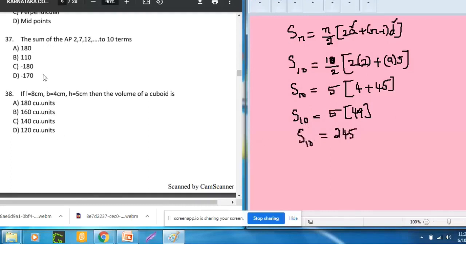Correct option here is... Oh, surprisingly, there is no correct option in this question. So please make a note of it. The correct answer for this question is 245.